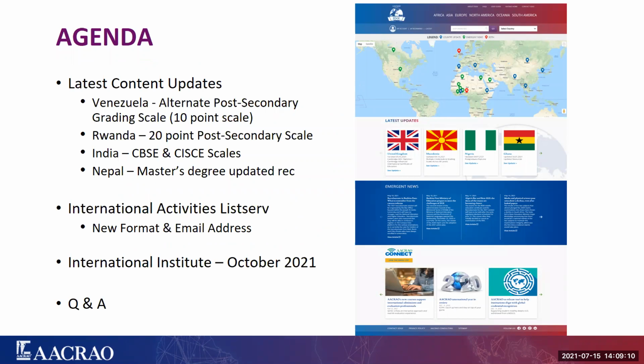Today's agenda will address some of the countries that we're currently working on, some that have been completed and some that are works in progress. We will be touching on Venezuela, Rwanda, India, Nepal, and then we will be looking at the additional topics that we address every month, which is the International Activities Listserv, the International Institute, and of course we'll close with the Q&A. So let's begin with the first item on the agenda.